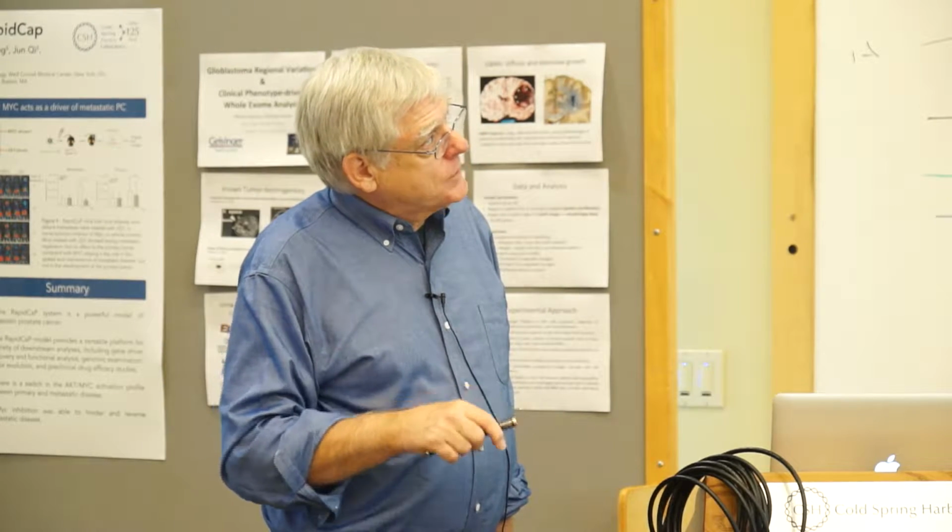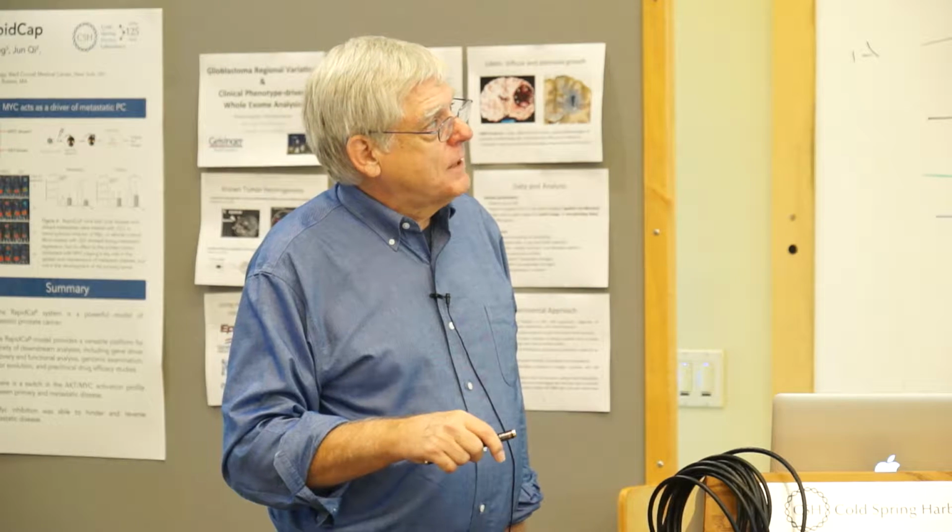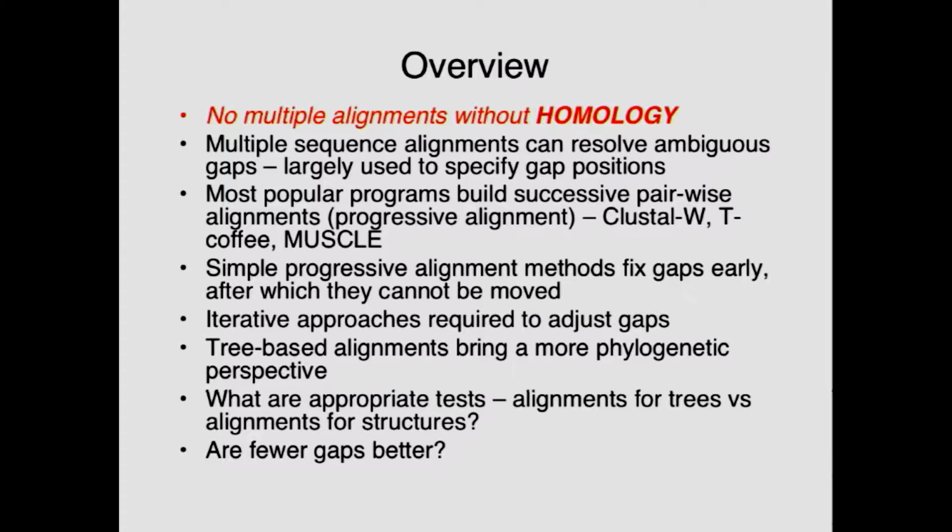So that's what this says. The simple methods basically put the gaps in places early on and they don't get moved. More modern methods have iterative steps that allow you to adjust the gaps. The things we're going to talk about towards the end are more sophisticated methods that involve actually building an evolutionary tree and using that evolutionary tree to guide the alignments.